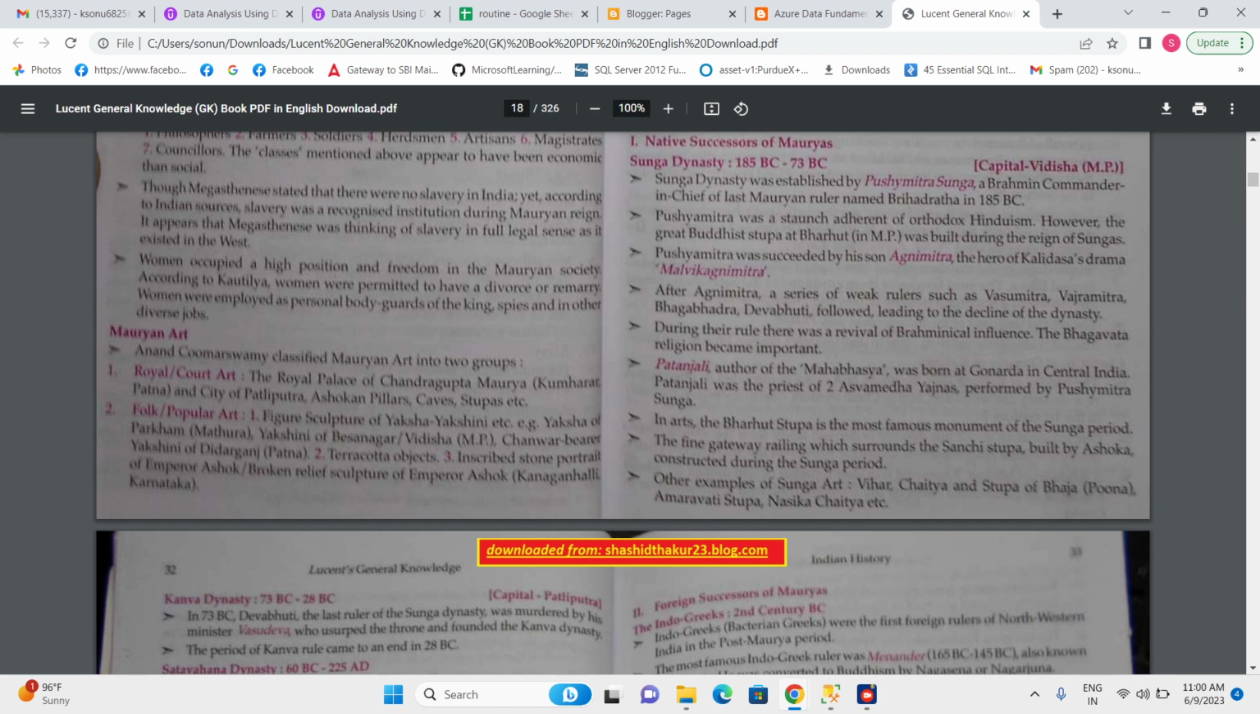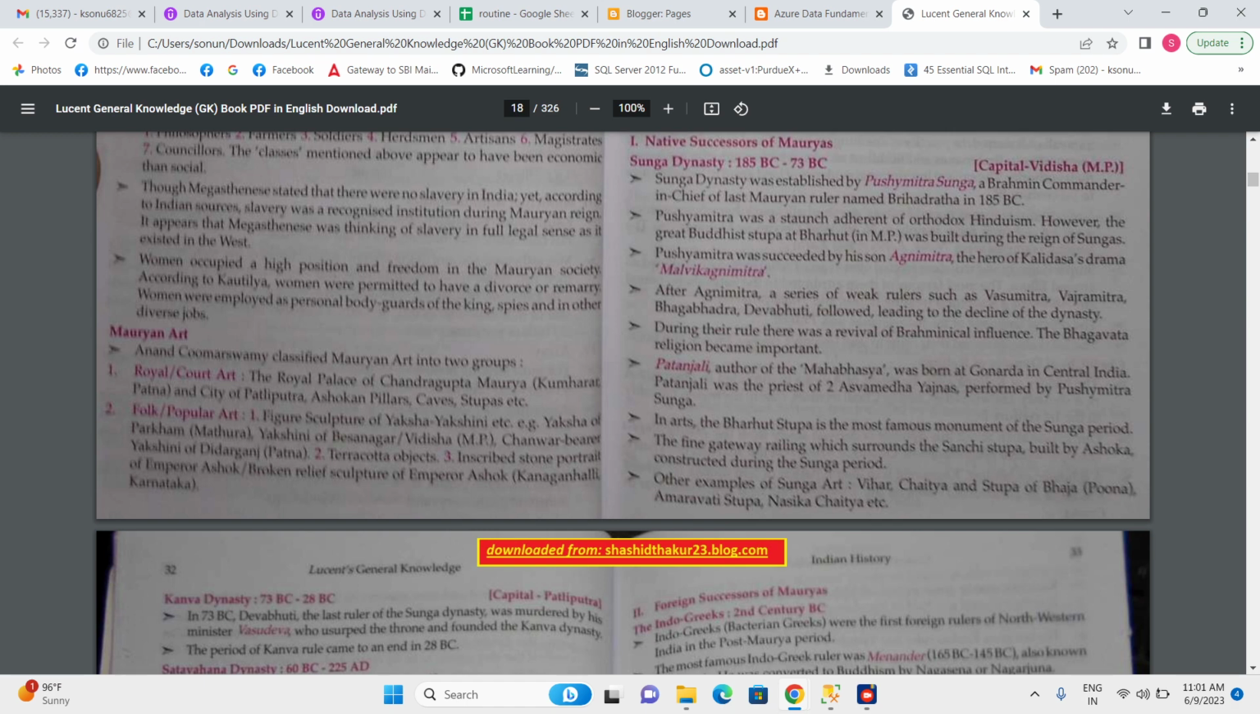So why is Milind important? He was not completely Indian. He was a foreign successor of the Mauryans, he was Indo-Greek, and he was the first ruler who introduced gold coin in India. So the question is, who was the first ruler who introduced gold coin in India? Milind was the first ruler who introduced gold coin in India.